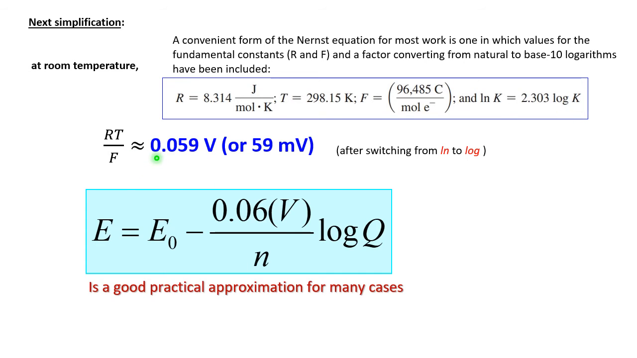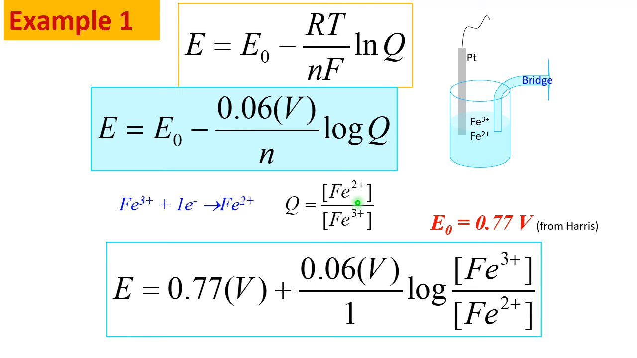In this case, we can put RT by F as 0.059 volts or 59 millivolts, or even less precise 0.06 volts. So we have a very good primitive approximation of the Nernst equation. E is E0 minus 0.06 volts divided by the number of electrons, decimal log of the reaction quotient. Very convenient, simplified formula. Now let's look at examples.